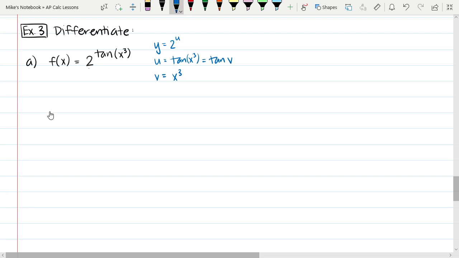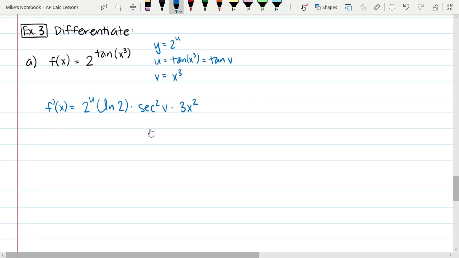Okay, so that means to find the derivative here, f prime of x equals, so the derivative of 2 to the u, remember that's going to just be 2 to the u times the natural log of 2 times the derivative of u. So the derivative of tangent of v is going to be secant squared of v times the derivative of x to the third, which is just 3x squared.